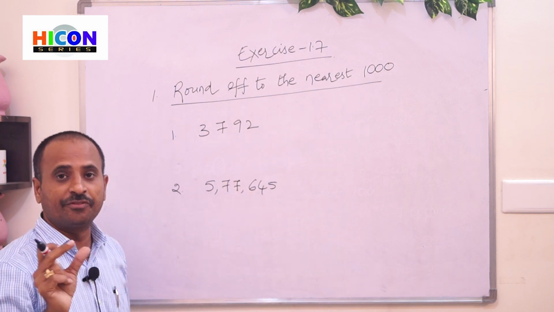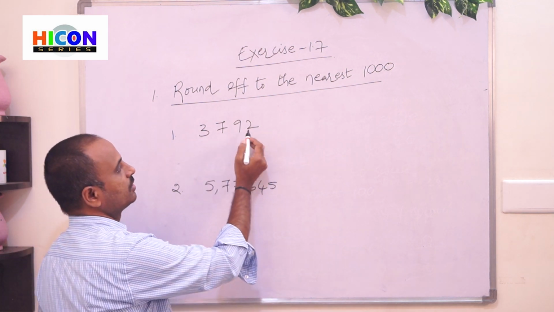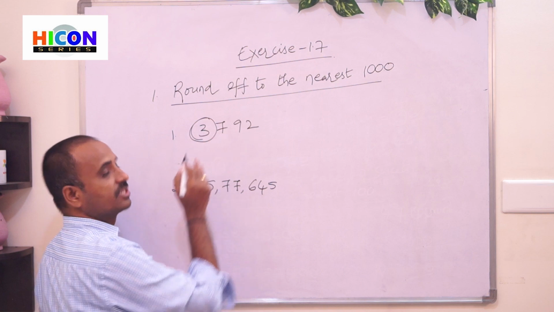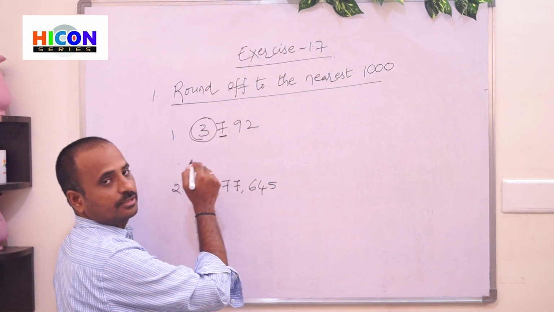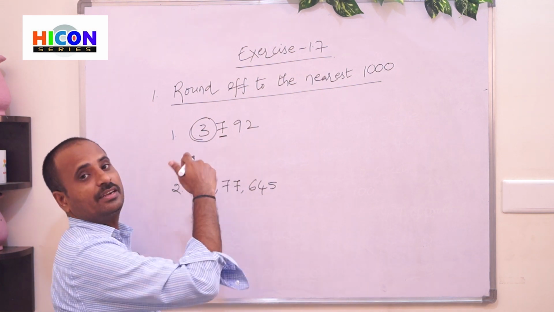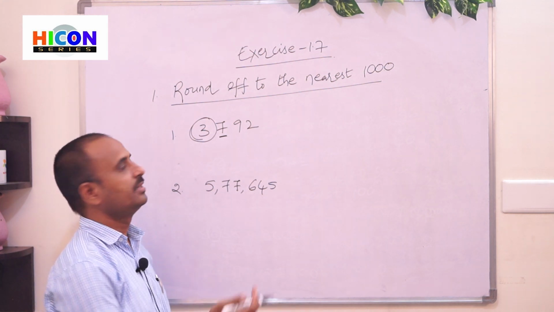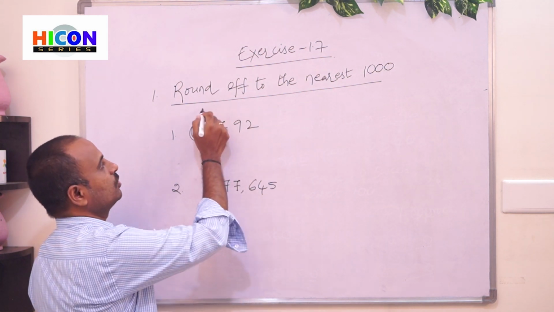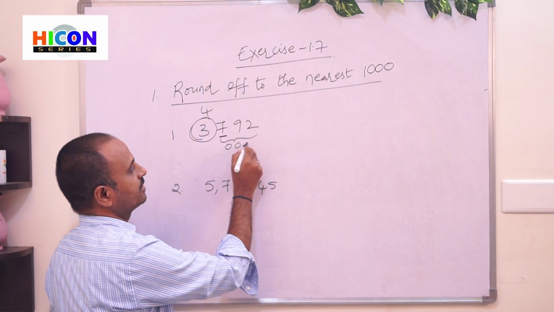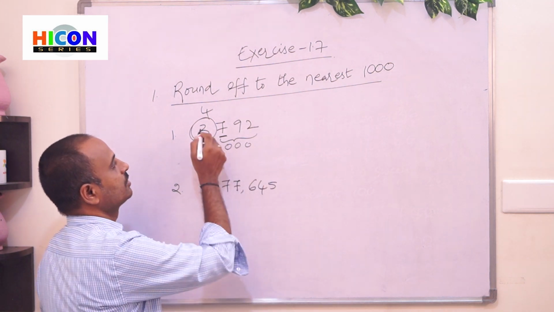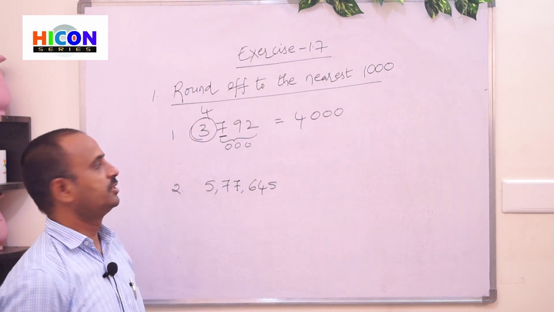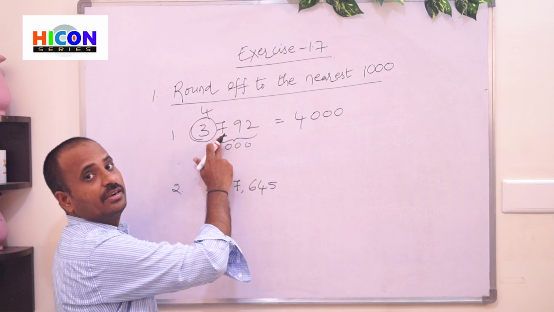Thousands means identify the digit present in the thousands place. So this is ones, tens, hundreds, thousands. So 3 is present in the thousands place. Next, check the next digit. The next digit is 7 and it is greater than 5. If the next digit is greater than 5, then write the next thousands. Here the thousands are 3, the next thousands becomes 4. And keep zeros for the remaining 3 digits after the thousands place. So the answer becomes 4,000.